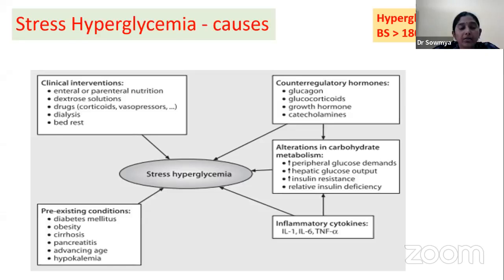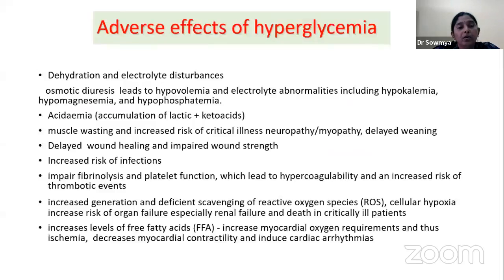So next, coming to the next slide. What are the adverse effects of hyperglycemia? We are talking so much about hyperglycemia. What does it actually cause? What are the bad effects of hyperglycemia? Whenever there is a glucose load in the blood, it causes osmotic diuresis, leading to water loss as well as electrolyte loss like potassium, magnesium, and phosphate in the urine. This causes dehydration as well as electrolyte disturbances.